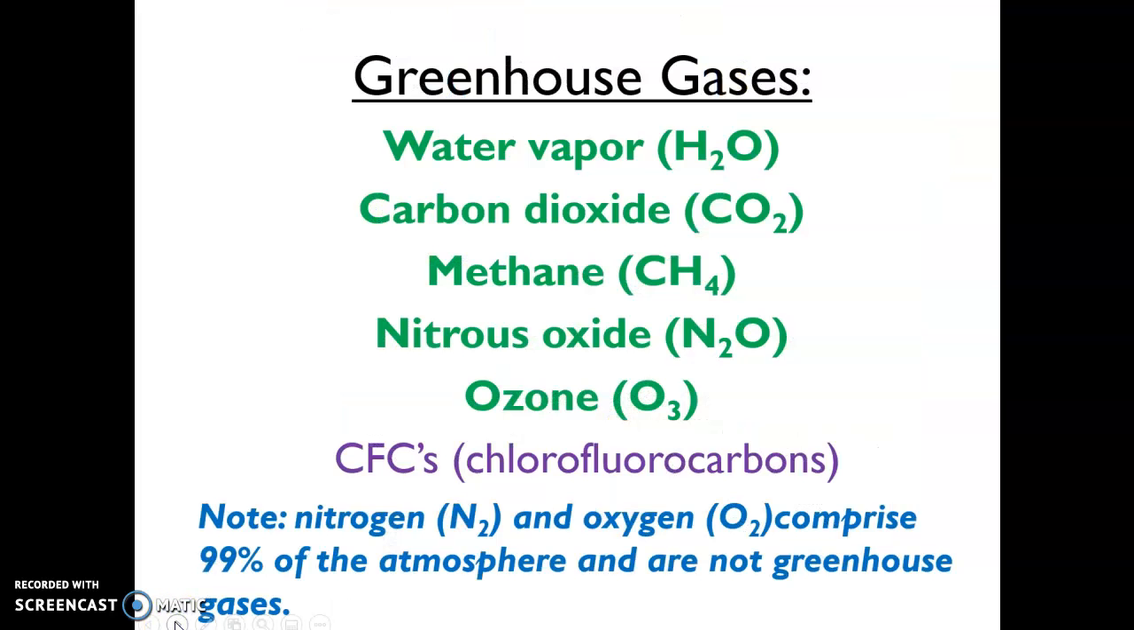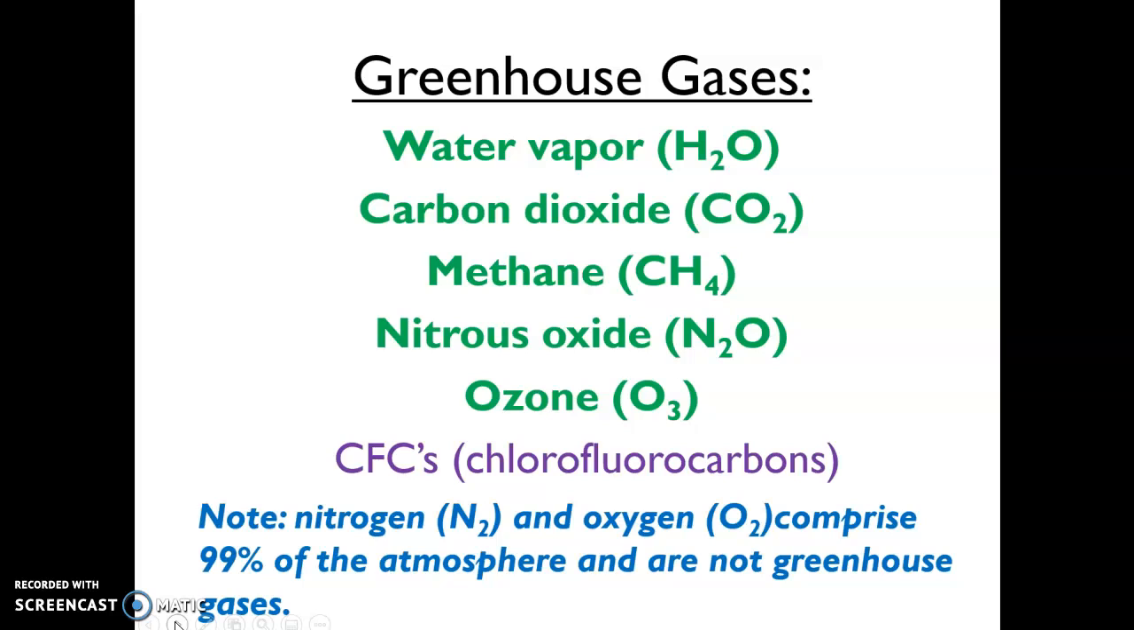Okay, so what are the greenhouse gases? Water vapor, carbon dioxide, methane, nitrous oxide, ozone, and all of those just shown in green are gases that can occur naturally and do occur naturally in the atmosphere, in the troposphere. And this one in purple, CFCs, chlorofluorocarbons, are only man-made.